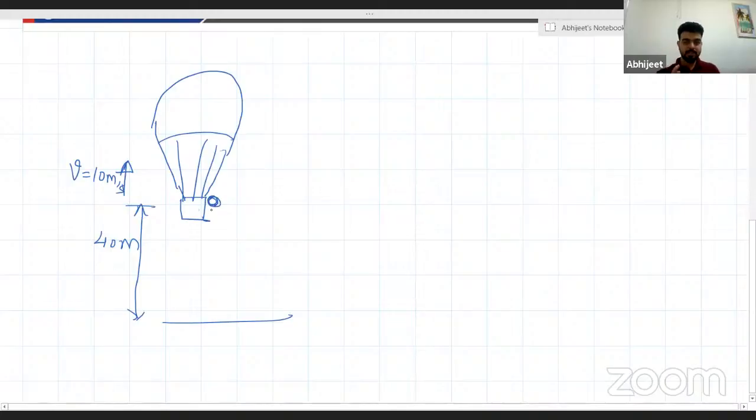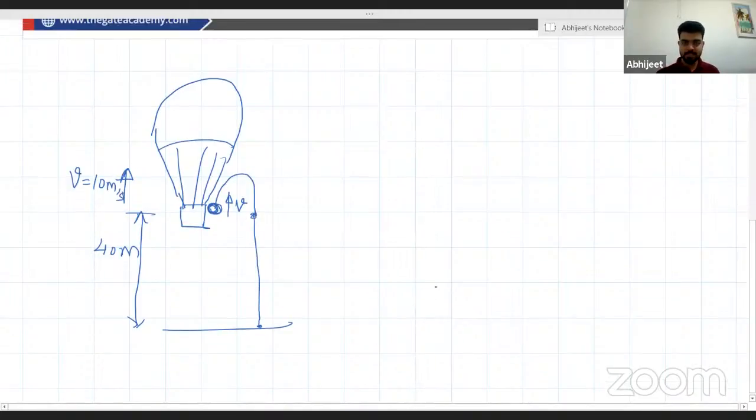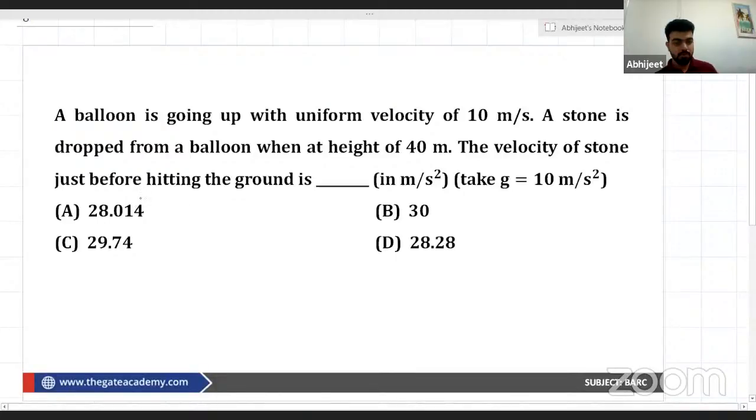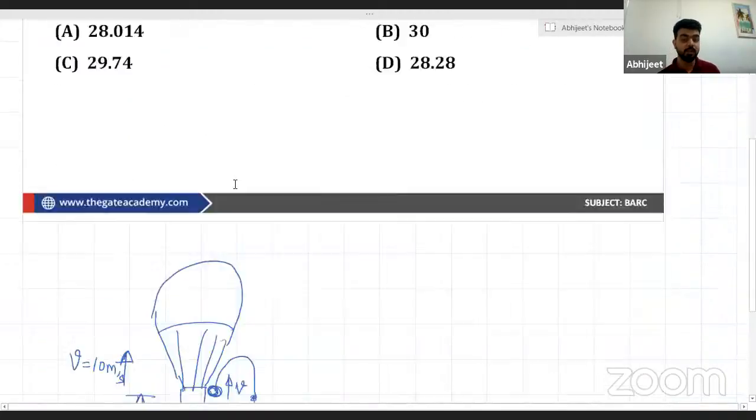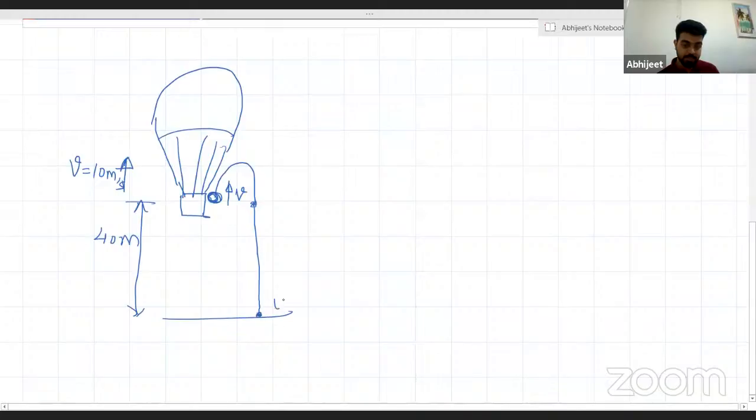So when the system is moving with velocity v1, the stone which is thrown from here will also have the same velocity v, right? So the stone will not directly fall down. The stone will first go upward for some time and then go downward, and then come here like this. Now we have to find out the velocity of the stone just before hitting the ground, that is v2.